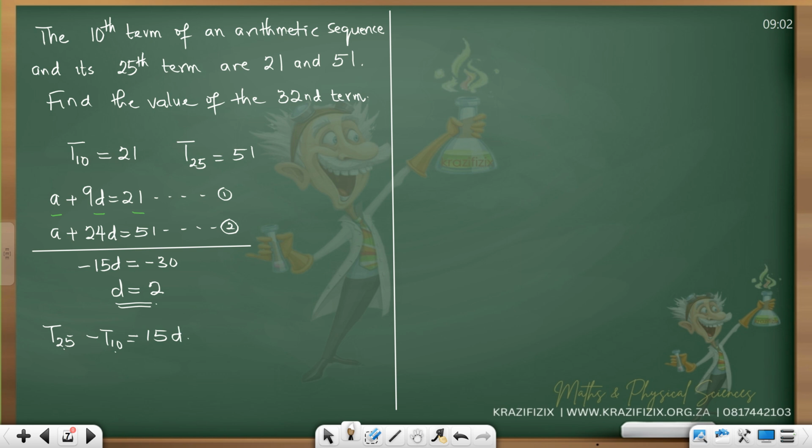Right? Now, what is T25? 51. What is T10? 21. What is 51 minus 21? 30. Divide both sides by 15. Do you see there are so many ways to go through with maths? Is it making sense to us?